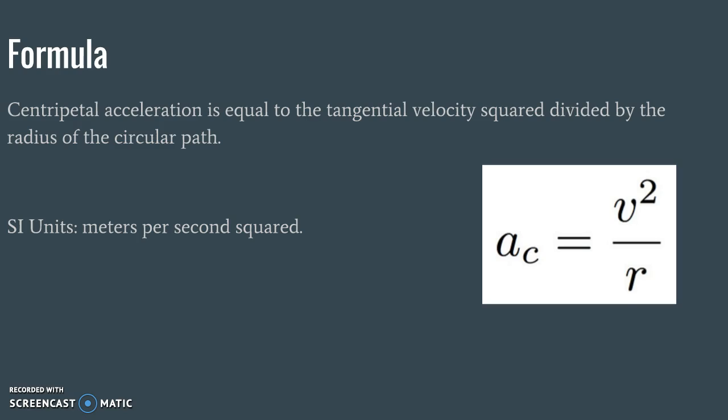Conversely, if we stay at a constant radius but increase our velocity, we'll see that our acceleration also increases. So if we have a large tangential velocity, we also have a large centripetal acceleration.